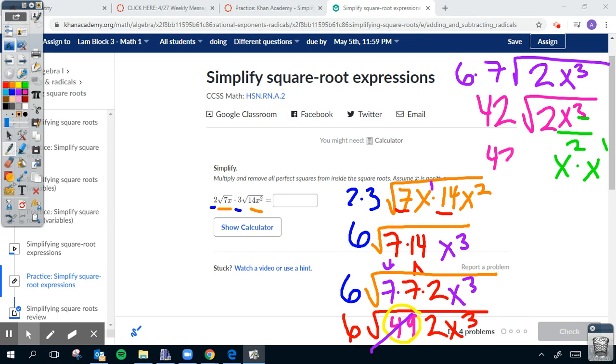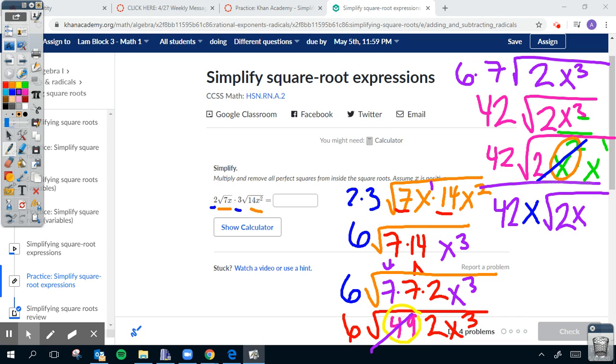Drop everything else down. And now which one of these is a perfect square? X to the second. And the square root of x to the second is just x. So that's what I'm going to pull on the outside, and this cancels. What's remaining now for my problem is a 42 on the outside and an x. What's remaining under the radical is a 2 and an x. So this should be your final answer. Let's double check.